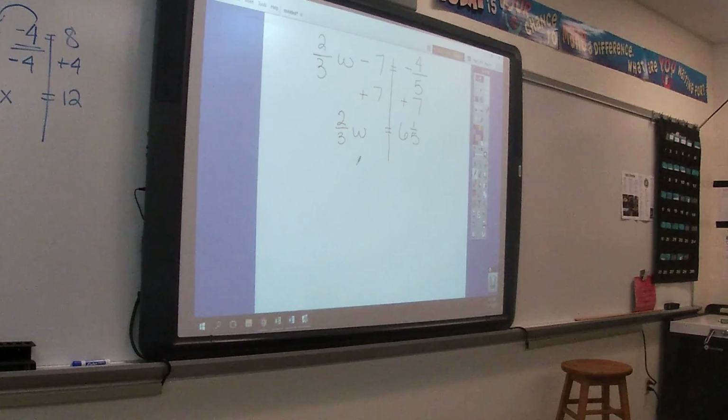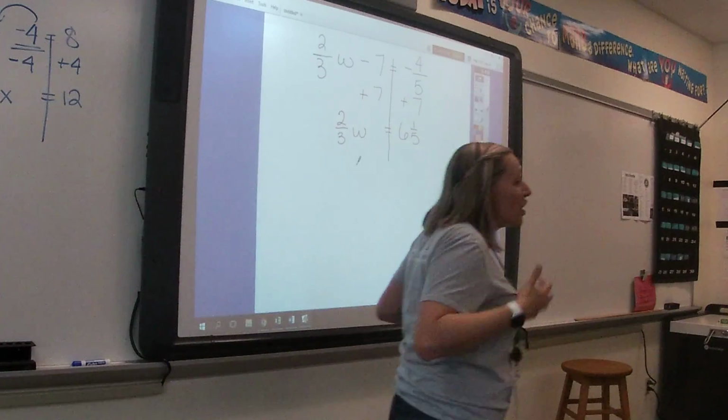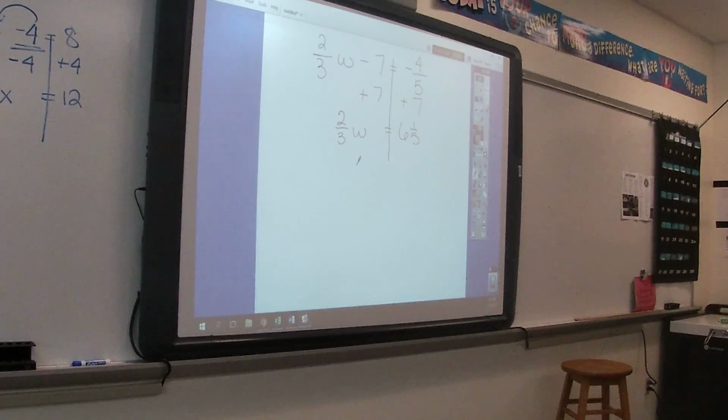I want to get some thoughts from the peanut gallery here. How do we want to get rid of that 2/3? How is that 2/3 attached to that W? Multiplication. How do we undo multiplication? So we could divide by 2/3. Does anybody else have a thought? I think I maybe heard something over here, but I'm not for sure. Has anybody heard to multiply by the reciprocal? Okay, dividing by a fraction is the same thing as multiplying by a reciprocal.